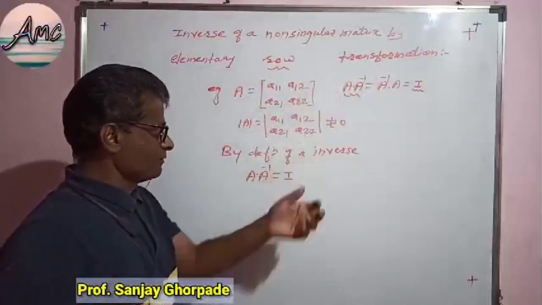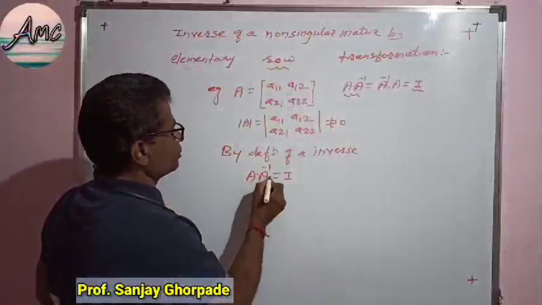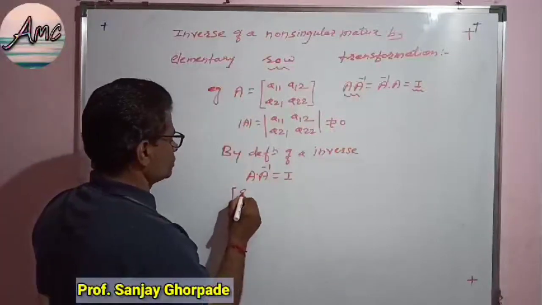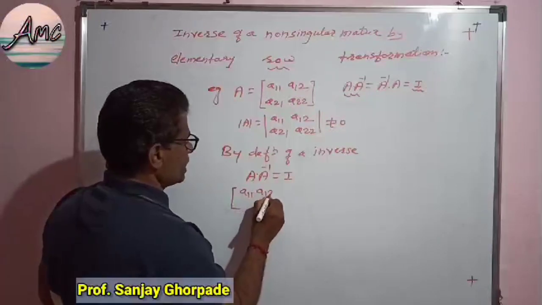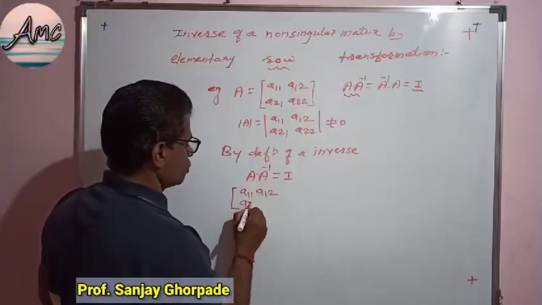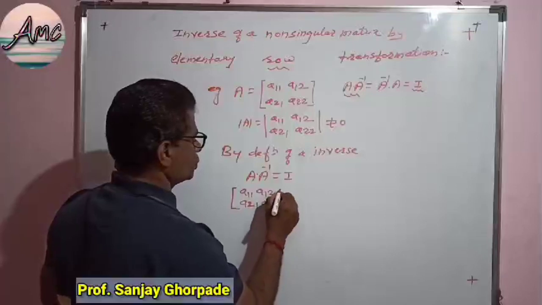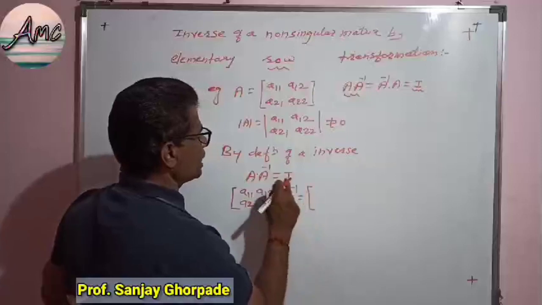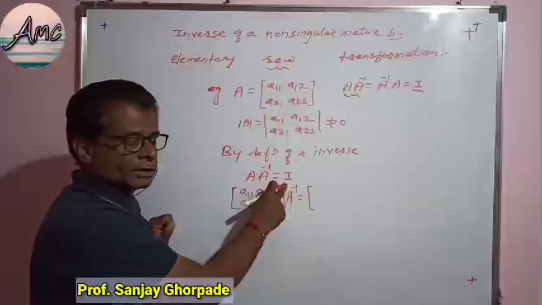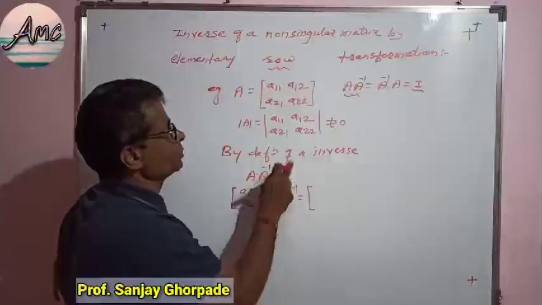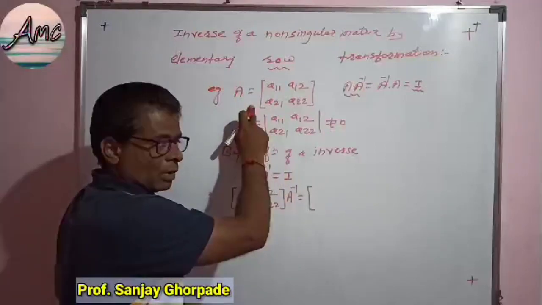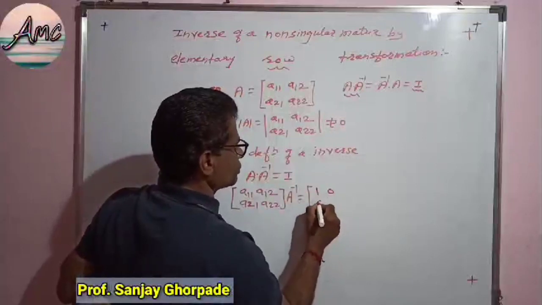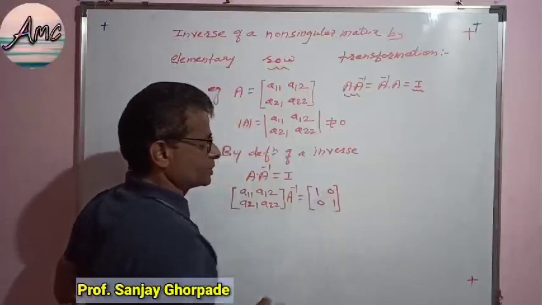So, by the definition of A inverse, A into A inverse is equal to I. What is A? A is a given matrix whose elements are A11, A12, A21, A22, into A inverse equals the matrix I. I means the identity matrix whose order will be similar to that of the given matrix. The order of the given matrix is second order, so you have to consider the identity matrix as the second order matrix only.